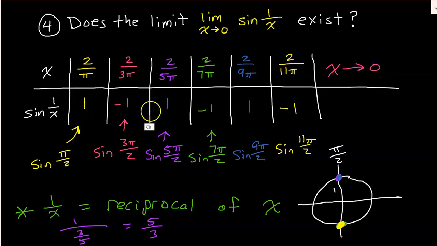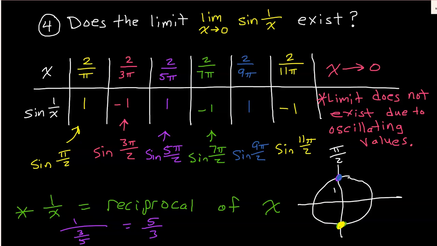But as you can see from what we've done so far, as the x values are approaching 0, we keep going back and forth between +1 and -1, +1, -1, +1 and -1. And guess what? This would keep happening forever. As you get closer and closer to 0, the value of the function is not going to approach a single number. It's going to keep oscillating between +1 and -1. So for that reason, the limit does not exist.